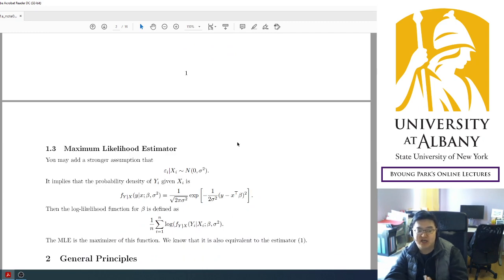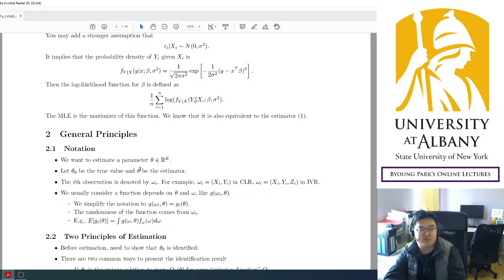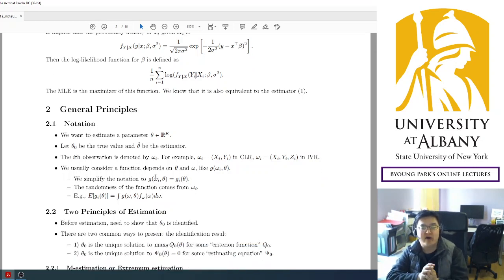Now let's generalize that. There are 2 general principles. Before talking about the principles, I'm going to define abstract notation. From now on, everything will become abstract. We would like to estimate a parameter vector, theta. It's a k-dimensional vector. You may think of it as the regression coefficients. And theta 0, as before, is the true value, and theta hat is the estimator.